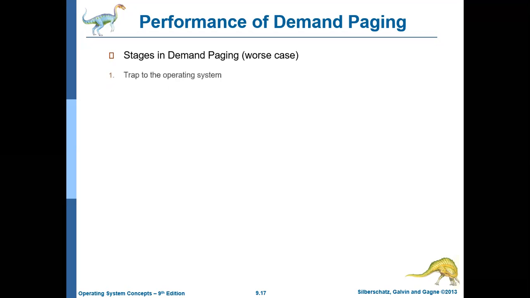But this entire process involves many steps, which we'll discuss in detail now. We'll try to mathematically evaluate the performance of demand paging. This is the objective of this lecture. These are the various stages in demand paging under the worst case scenario. Worst case scenario means when there is a page fault.